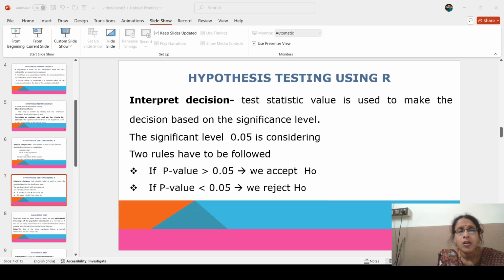For a parametric test, we have to use the normal distribution. To follow the normal distribution, the user has to know the following parameters. The first one is the mean and the second one is the standard deviation.